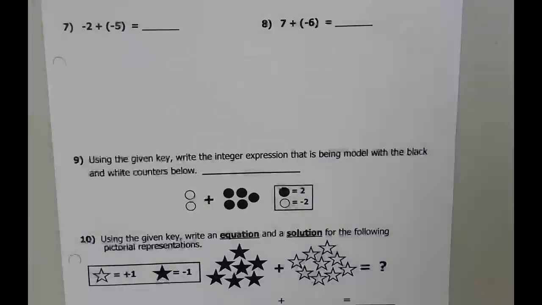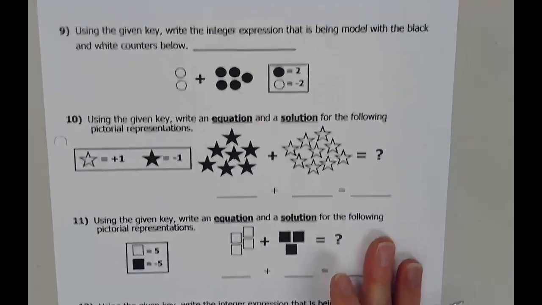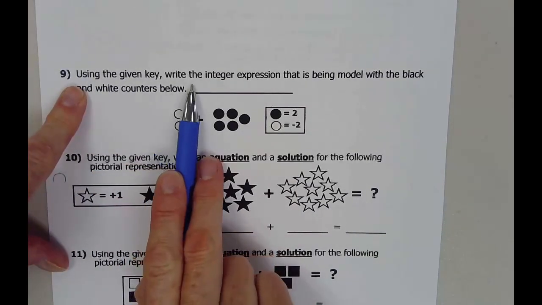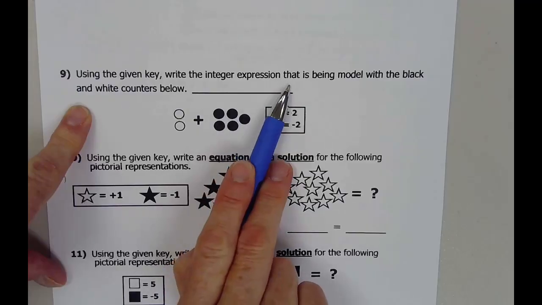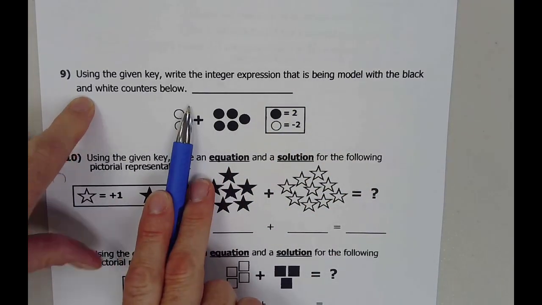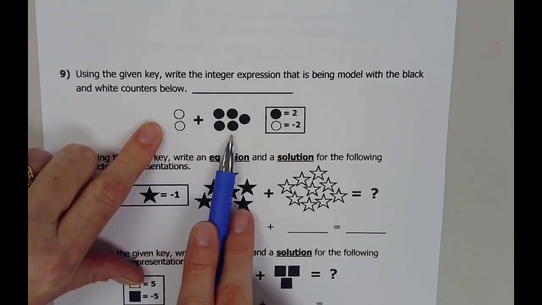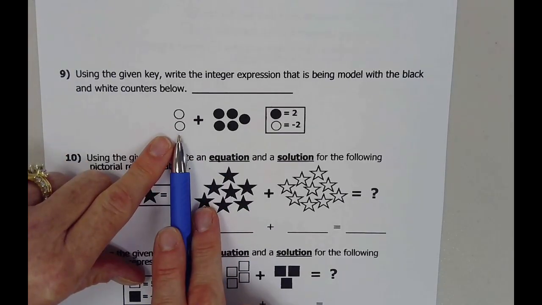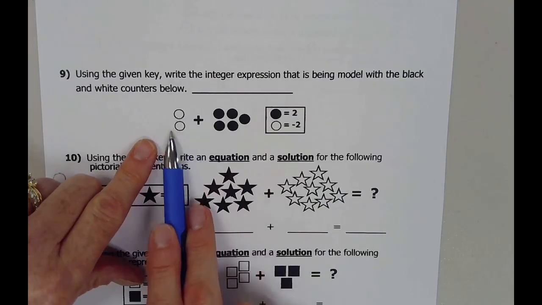Turn to the back. Okay, starting with number 9. It's a little bit different. You have some pictures. So let's look at the first one. Using the given key, write an integer expression that's being modeled with the black counters below. What is this showing? What is this first quantity with the model?